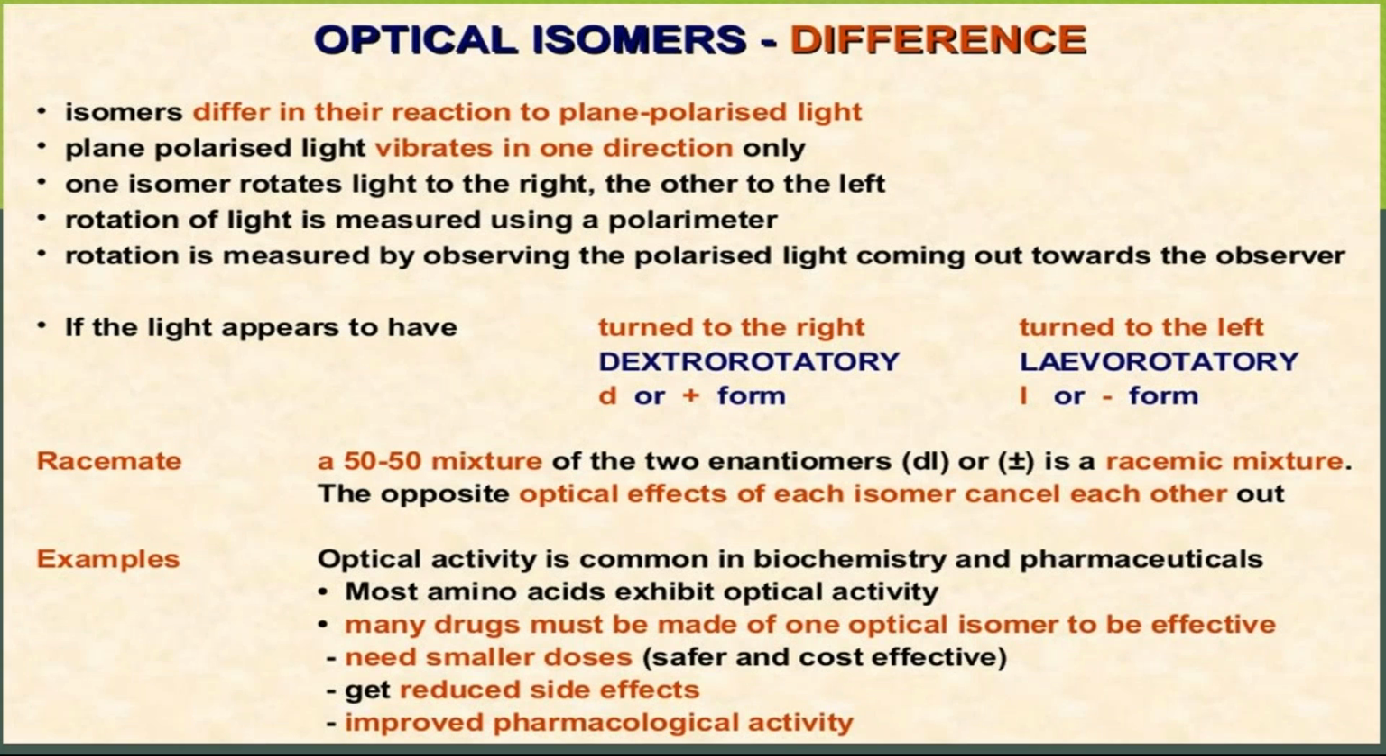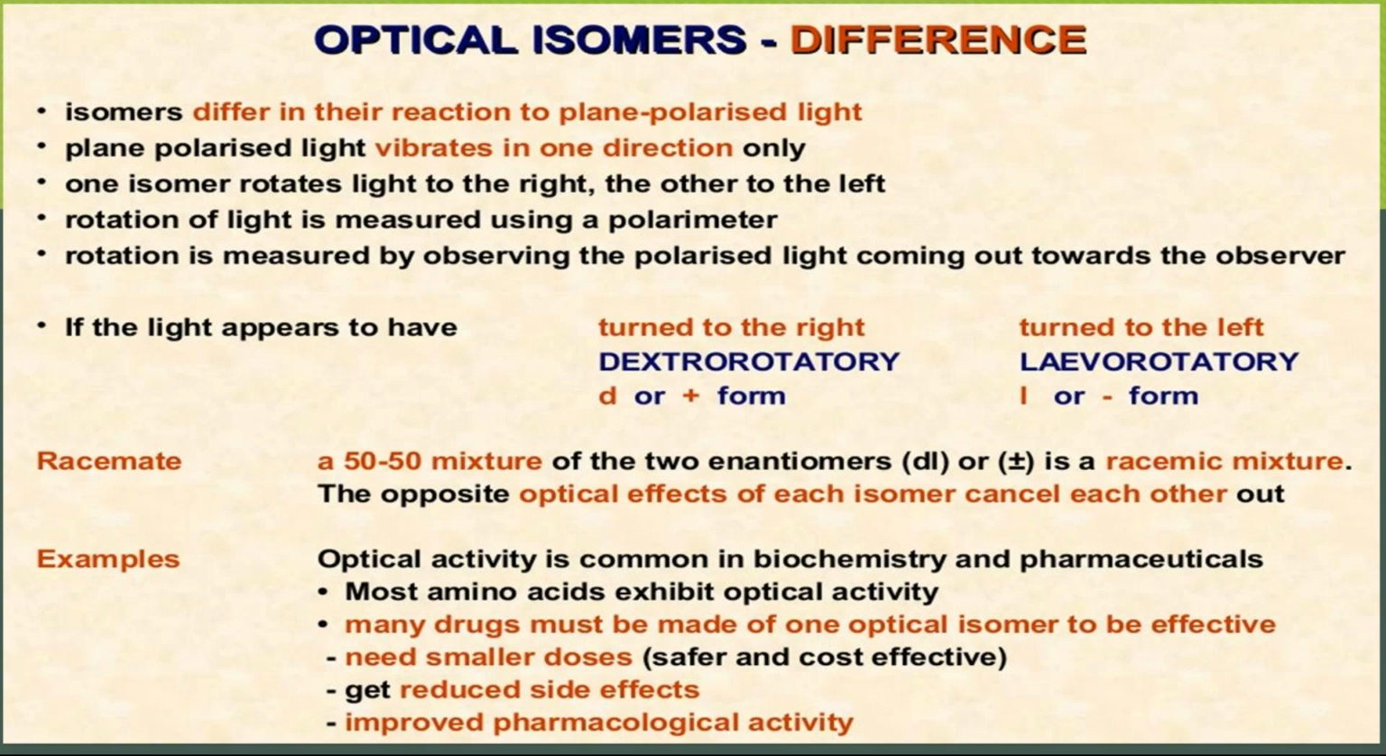So what is the difference in optical isomers? Isomers differ in their reaction to plane polarized light. When they are passed through plane polarized light, they are going to differ in activity. They are either going to rotate the plane polarized light towards the left or towards the right. Plane polarized light vibrates in one direction only. One isomer rotates light to the right and the other to the left. The rotation of light is measured using a polarimeter. So we need an instrument called a polarimeter. By using this, you can observe the optical activity.